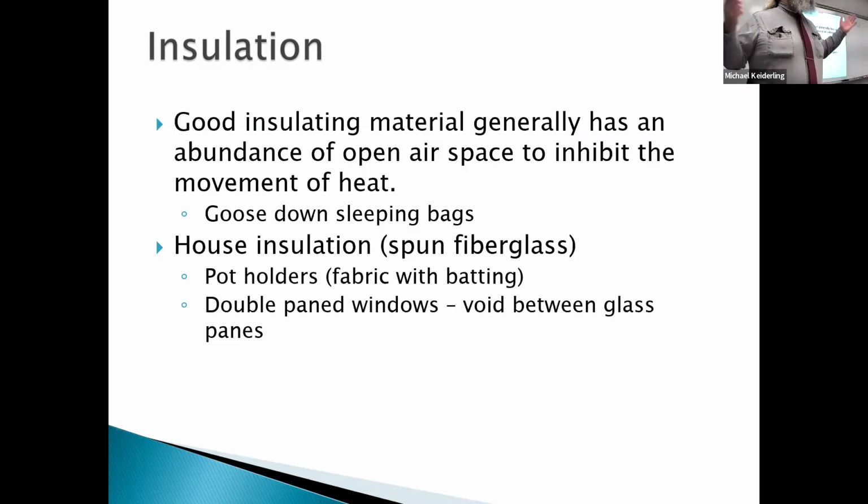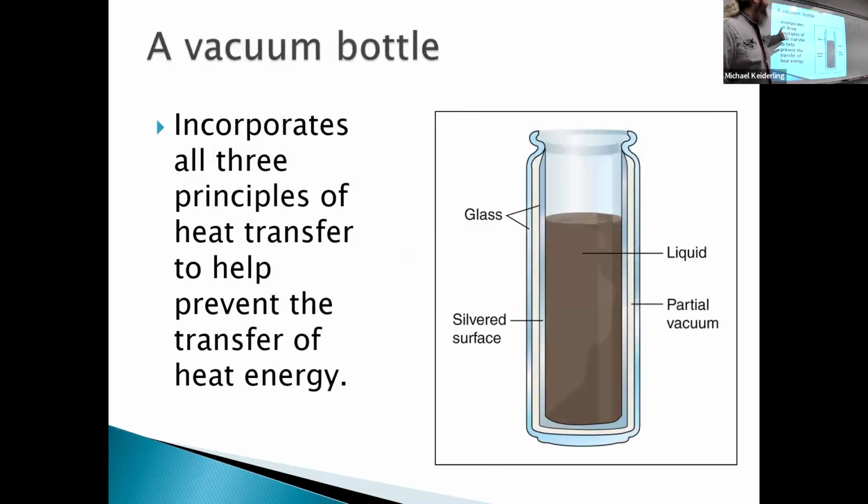If you can make a vacuum, you can't have conduction and you can't have convection, because there's nothing there to conduct, and there's nothing there to carry it around to convect. So a vacuum flask or a thermos, as you may have heard, or this is a modification of that, if you've got one of those double-walled insulated cups like this.